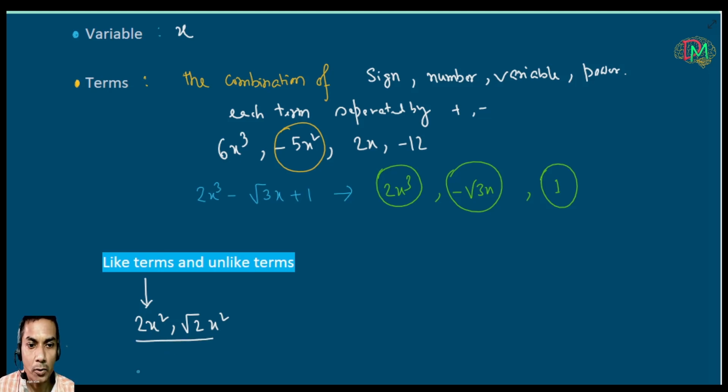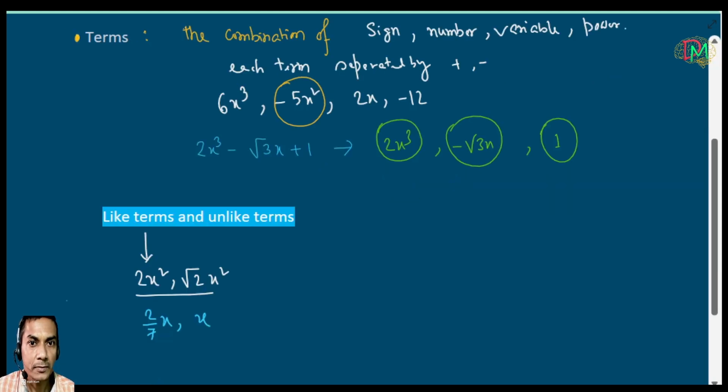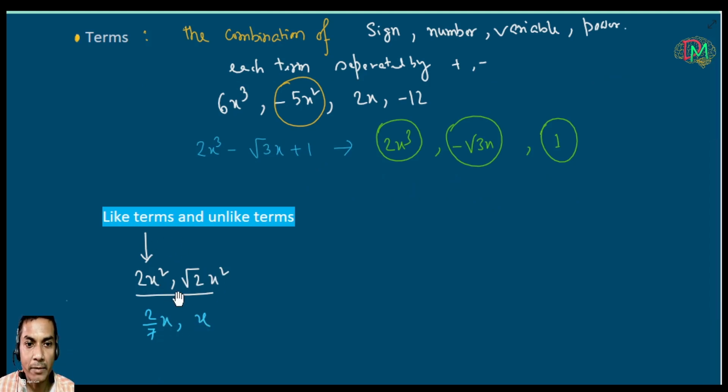Another group I can give you as an example is 2 by 7x and 1 is x, for example. Look at this. Here the power is actually the same. The power with the variable is the same. Clear? The power of this variable is the same. Here also x. When the variables are the same, then you can say they are like terms. Okay, clear?